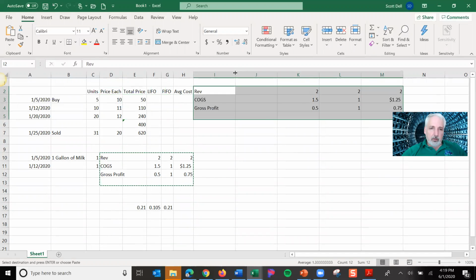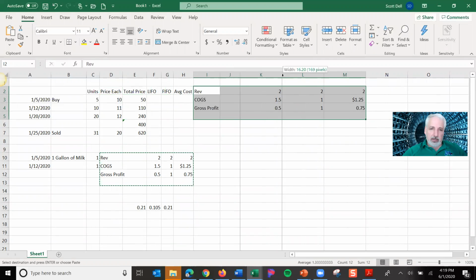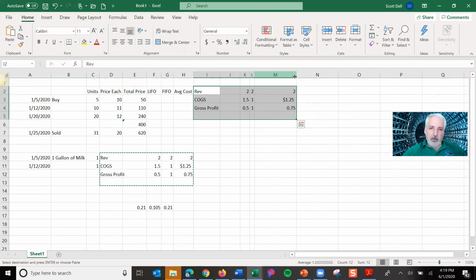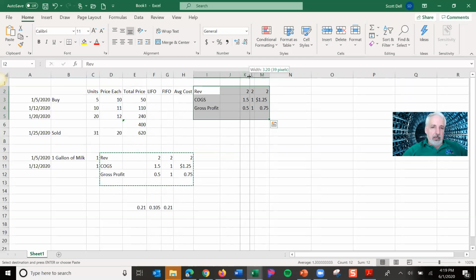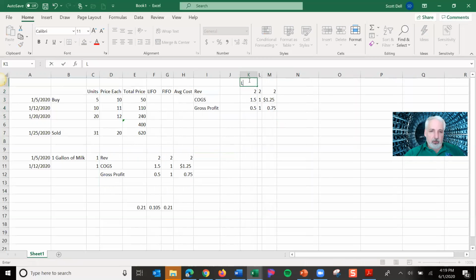All right, so we're going to go here. We're going to shrink that down here. I could actually do a Control-A and mark them all. All right. So what is our cost of goods sold? If I sold 31 units, well, on a LIFO basis versus a FIFO basis versus an average cost basis, we're going to have some differences. So let's figure that out.